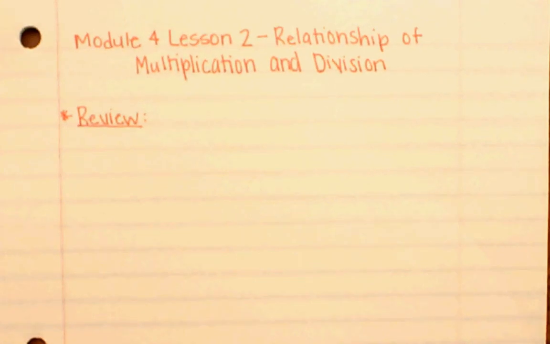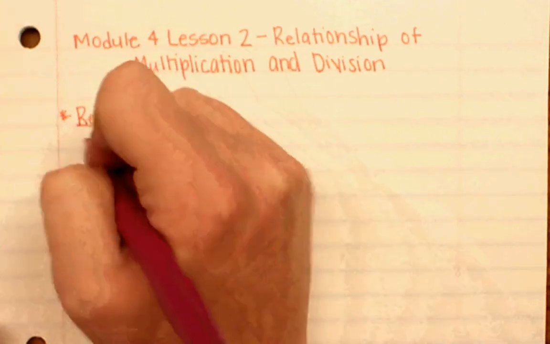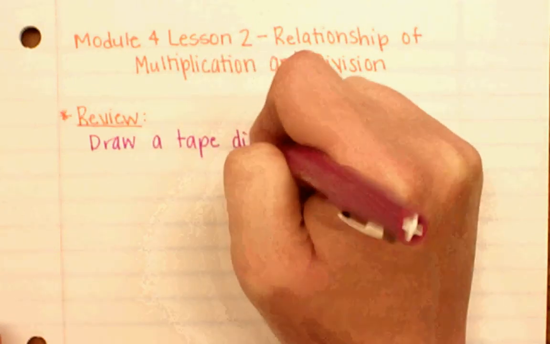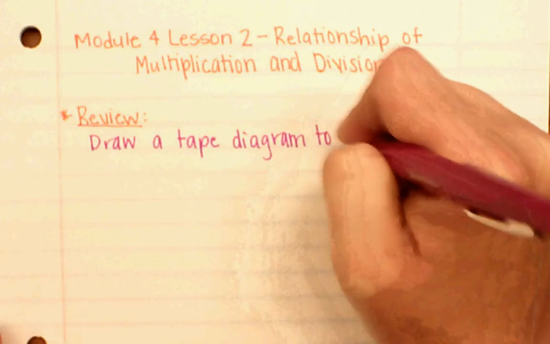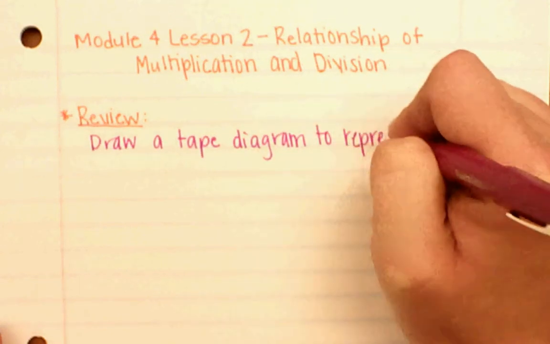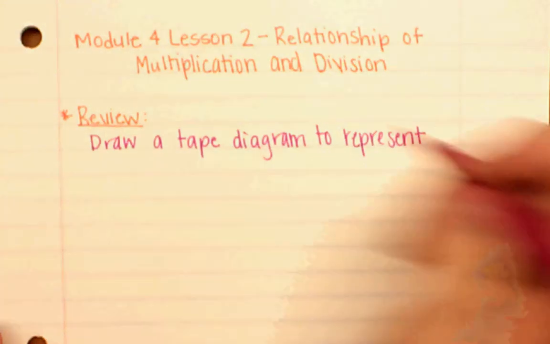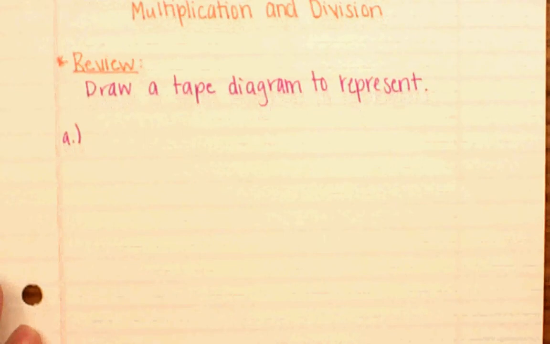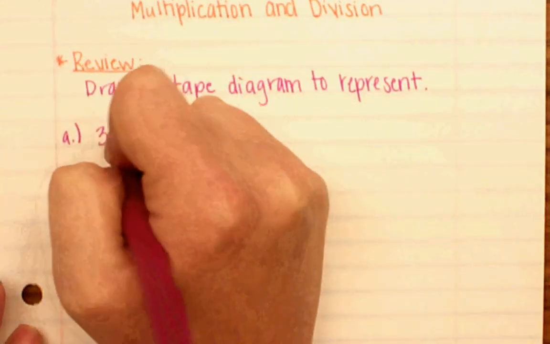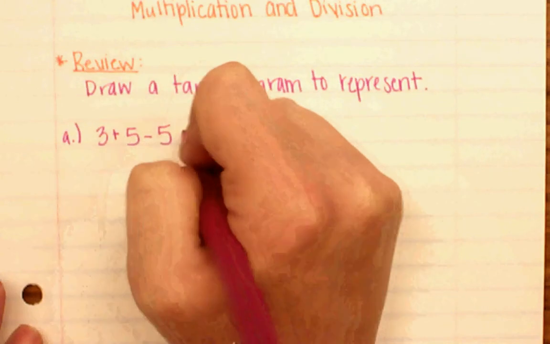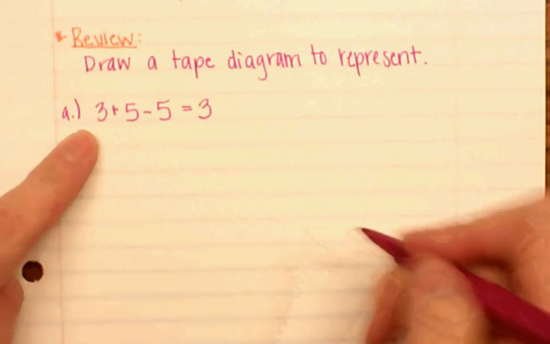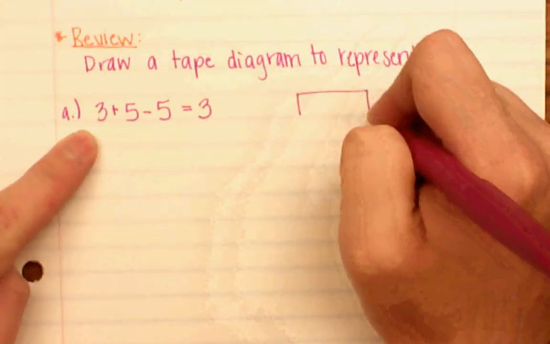We'll just continue on. So we're going to do a review, and we're going to draw a tape diagram to represent the following. We're going to draw a tape diagram to represent 3 plus 5 minus 5 equals 3. So we're going to start with the number we're given, which is 3. So I'm going to draw 3 squares.